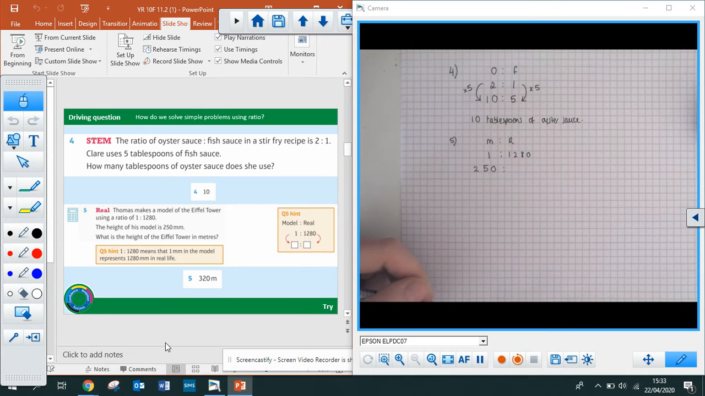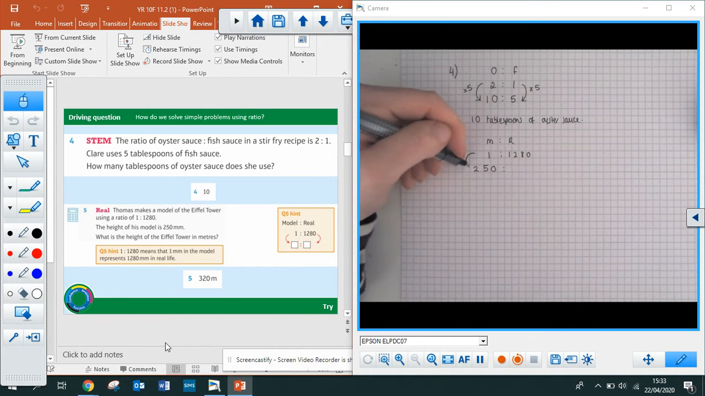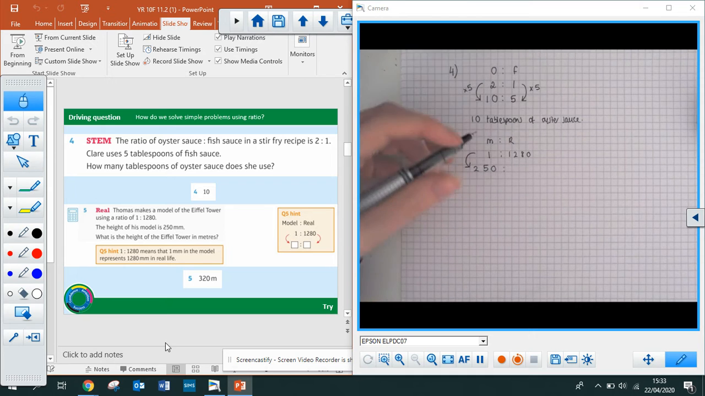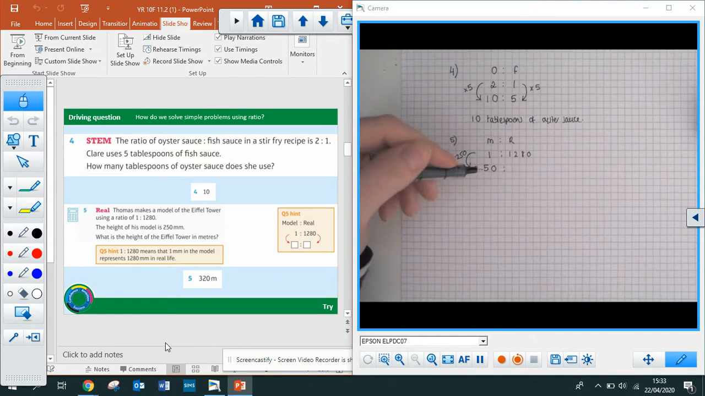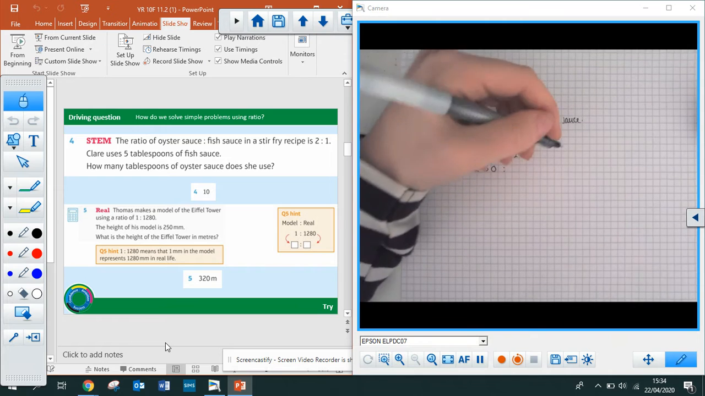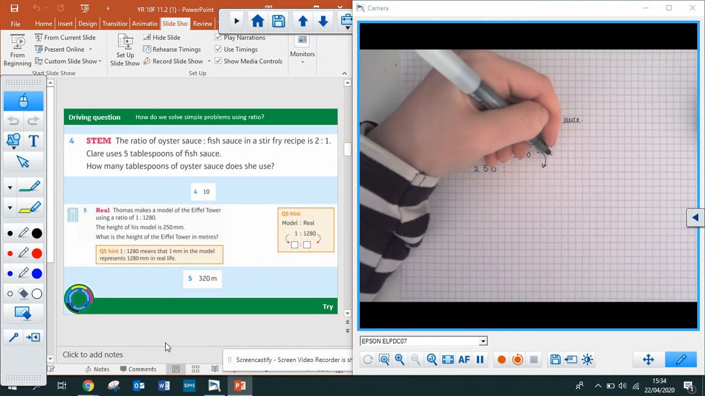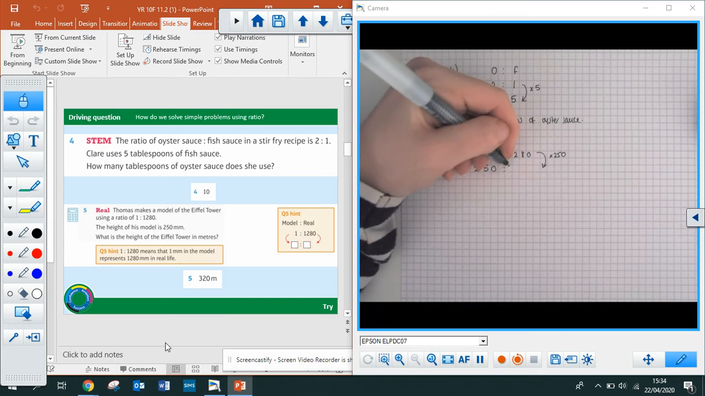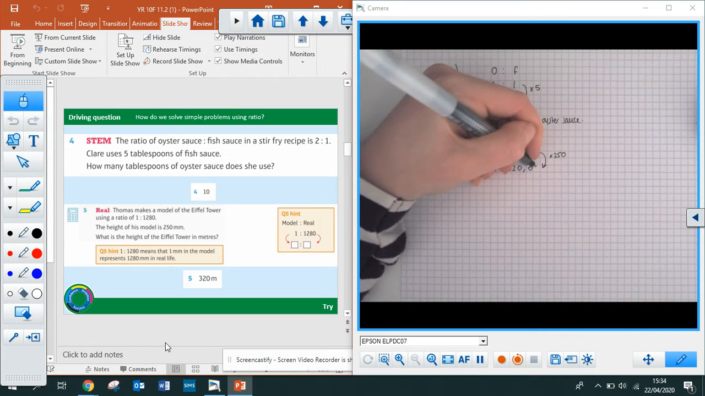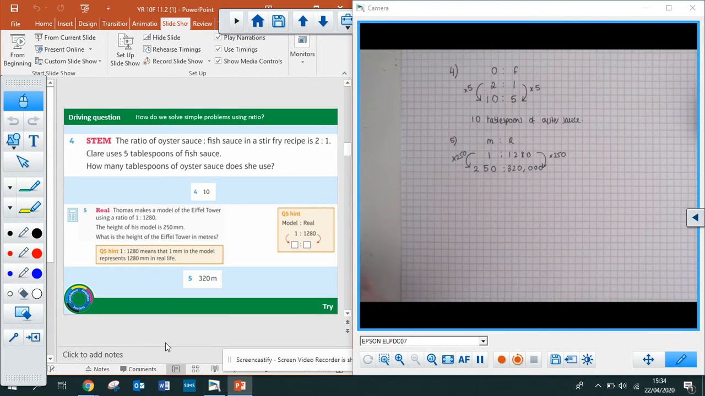Okay, so the first thing, what do I do to get from 1 to 250? Well, I multiply by 250. So I need to do the same thing to get the height of the Eiffel Tower in millimeters, remember his model's in millimeters. So I'm going to times this by 250. Remember, you could use your calculator, and that will get me to 320,000. Okay, that's 320,000 millimeters.